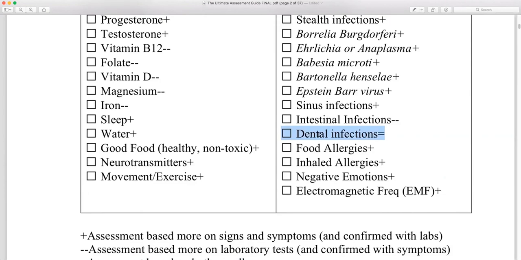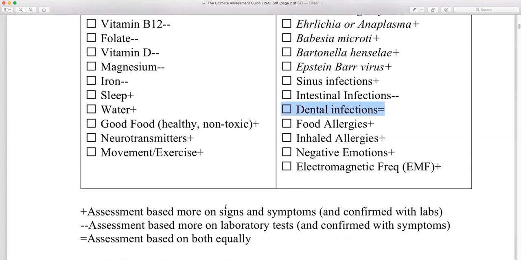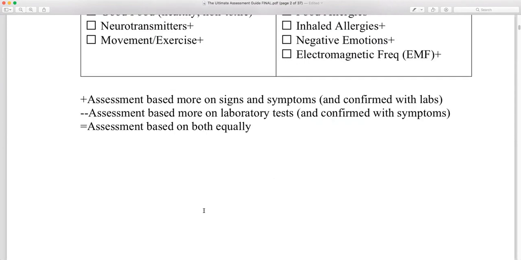But I wanted to give you this distinction between those so that you could really have an idea about where you want to focus your attention, whether you have the labs or you don't have the labs. So hopefully that's helpful.